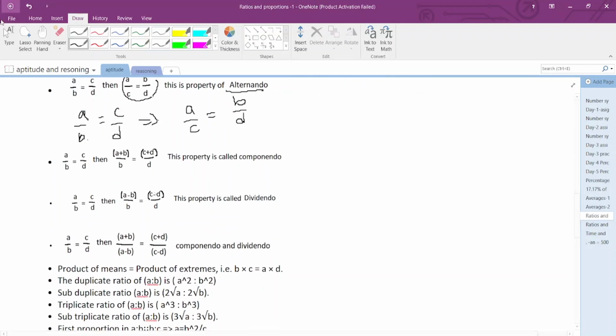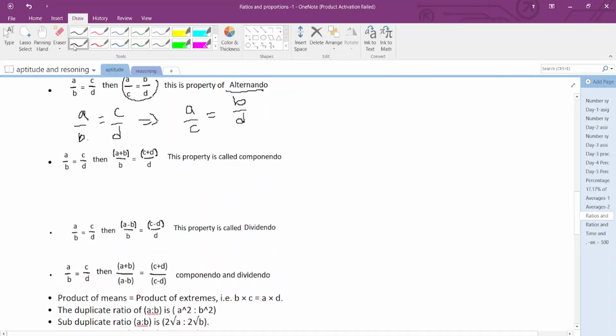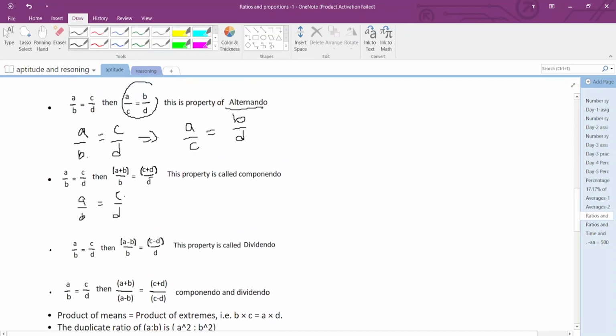Next is componendo. What is the componendo property? Let's take A by B is equal to C by D. Now add 1 on both sides. A by B plus 1 is equal to C by D plus 1. So B into 1 is B, and we get A plus B by B is equal to C plus D by D. So when A by B is equal to C by D and it comes out like this, that property is called componendo property.